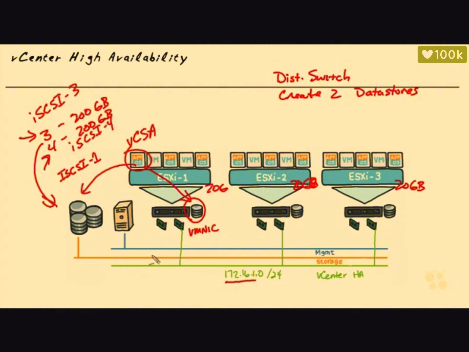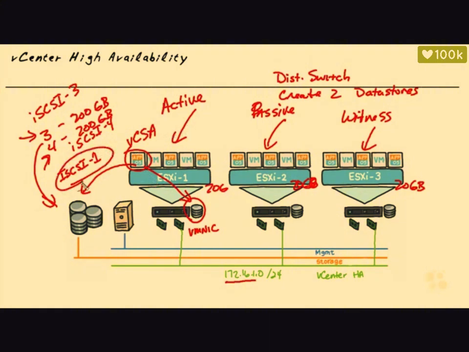And then when we run the wizard, we can specify that for the vCenter Server appliance, the active one, we want the active to run on ESXi1, and we can specify that we want the passive node to run on ESXi2, and the witness node can run on ESXi3. And for data stores, we can leave the active using iSCSI1, and for the passive, let's use iSCSI3, and for the witness, we'll use iSCSI4.